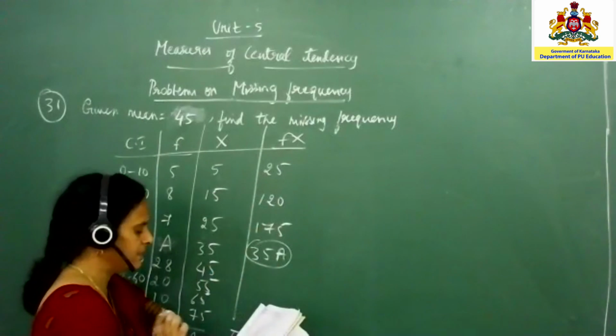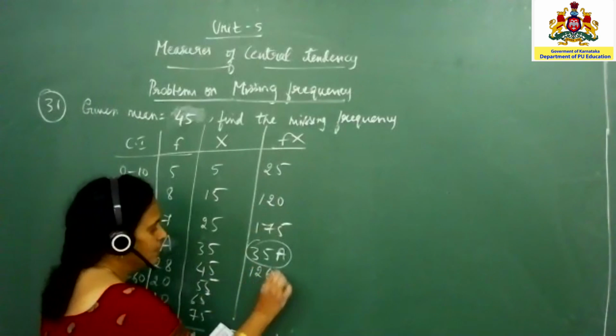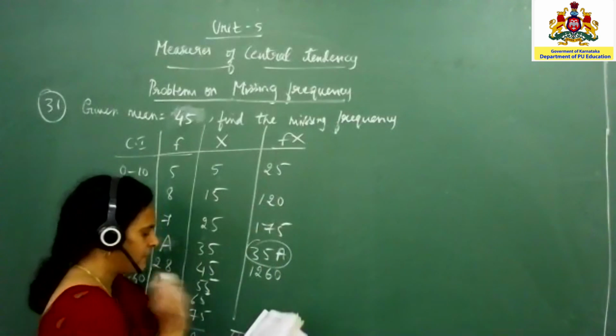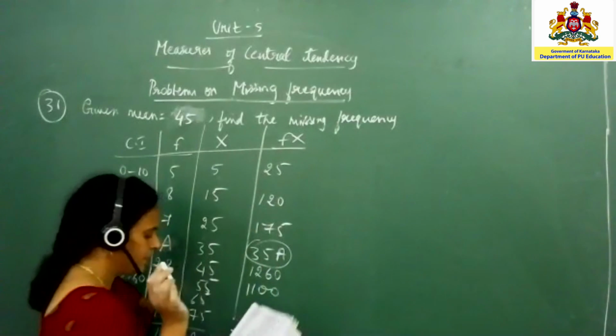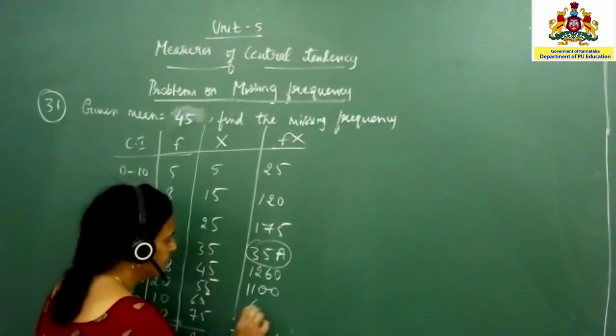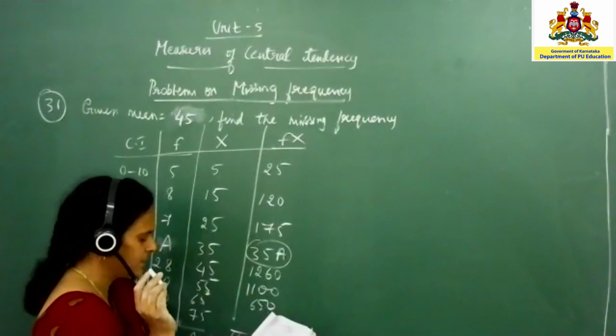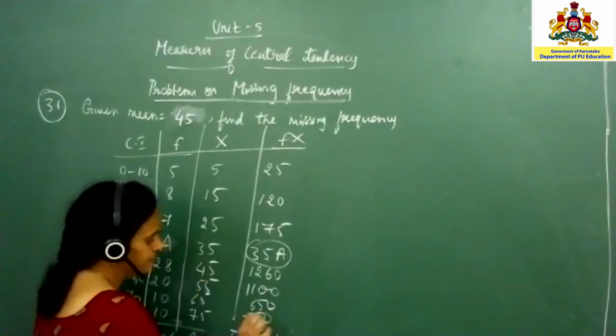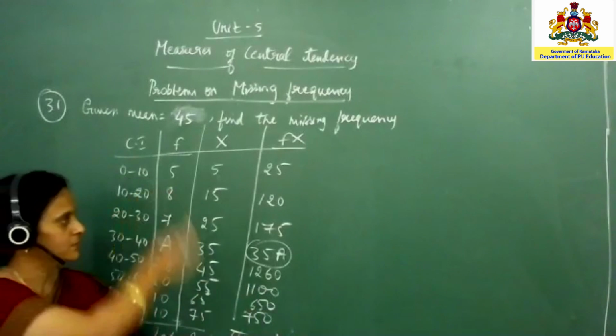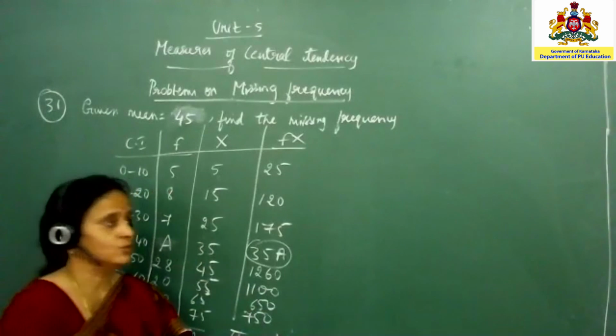Okay. So the next number is 1260. Next number is 1100. Next number is 650. Next is 750. Okay. So the table work is over. Next I should use the formula.